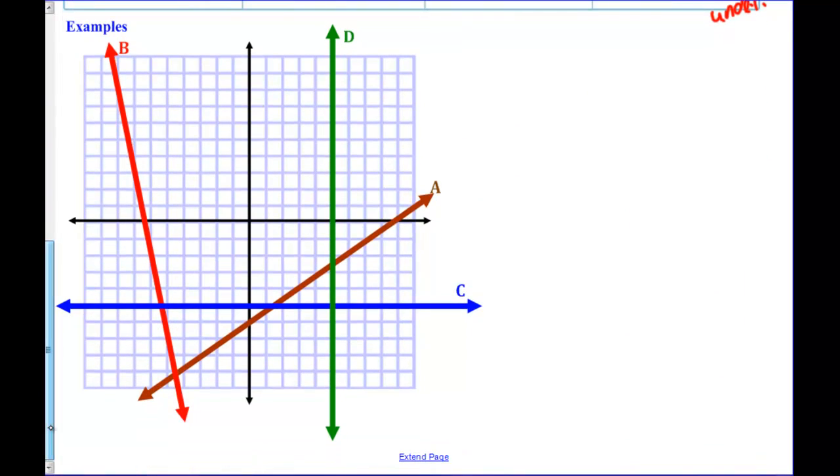So I'm going to give you 30 seconds to figure out A, B, C, and D as far as being undefined, 0 slope, positive or negative. What's A? Yeah, positive. What's B? Negative. And what's C? And D? Yep, undefined.